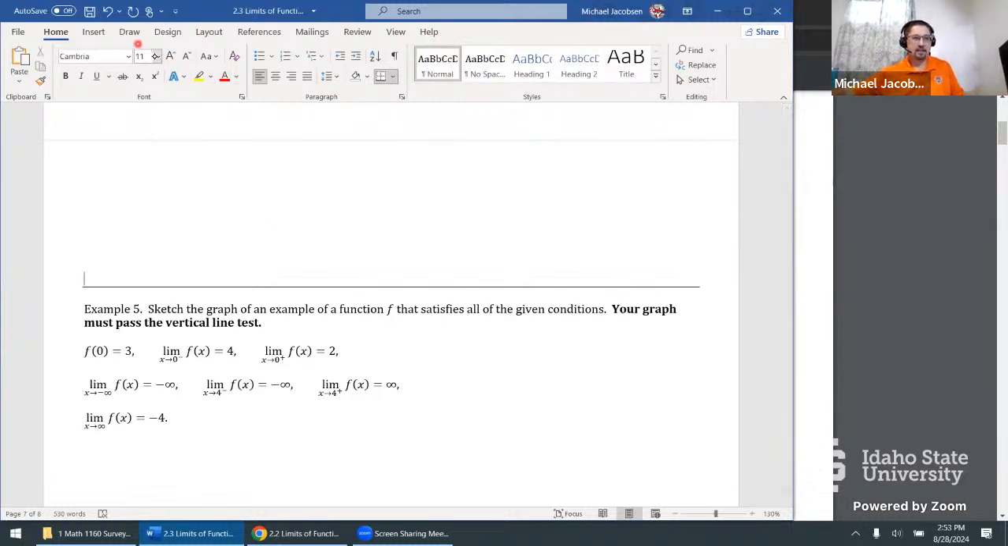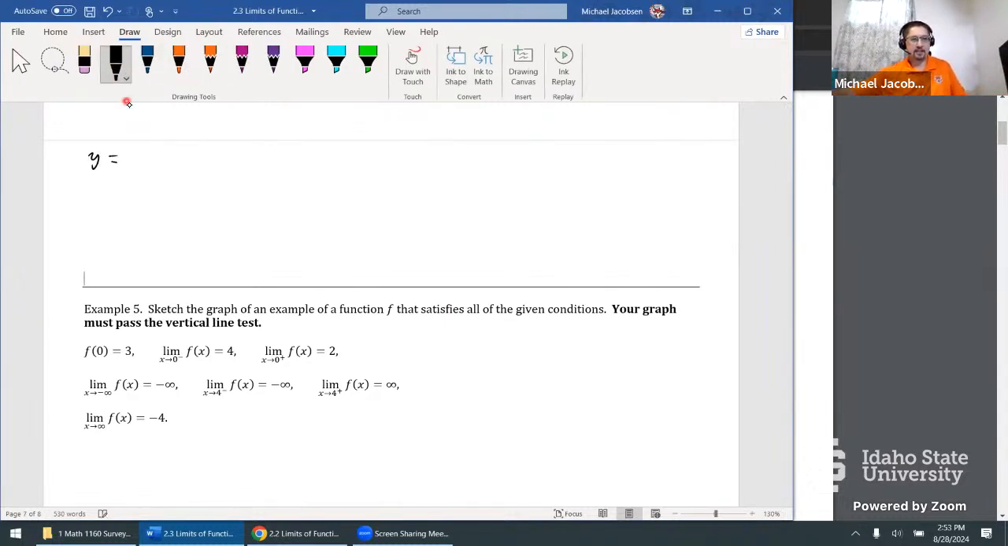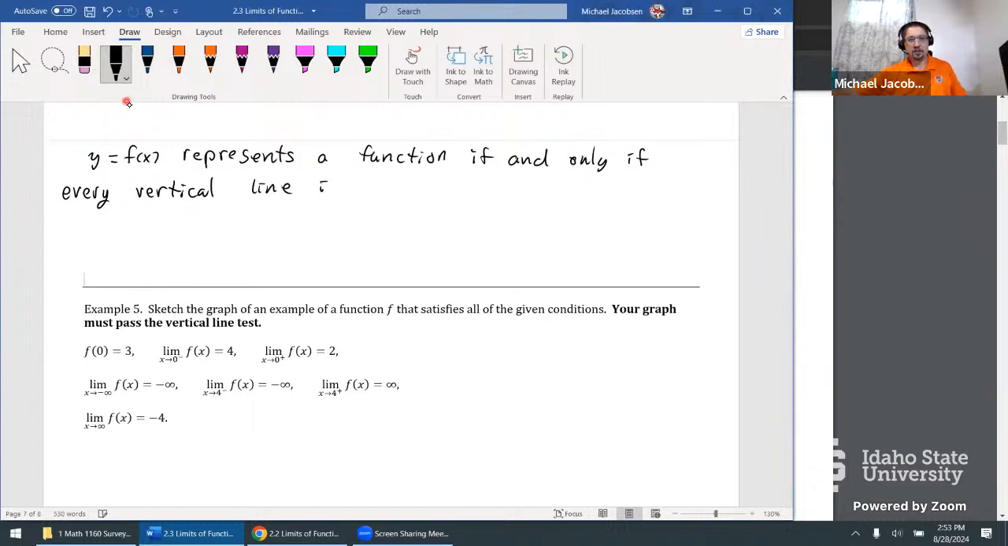I guess we could say here, y equals f of x represents a function if and only if every vertical line intersects the graph at most once. So we want to write a graph that conveys that information.